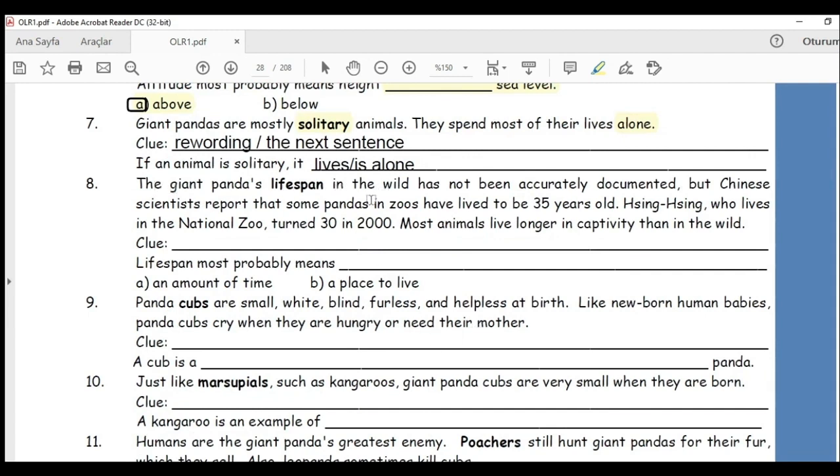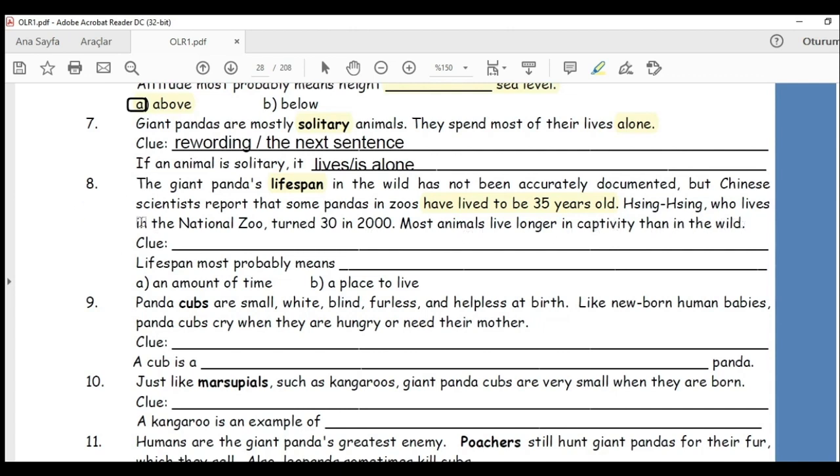The giant panda's lifespan in the wild has not been accurately documented. Okay, its lifespan has not been accurately documented, so we don't know about its lifespan. But let's be a little wise here. What can this word mean? Well, it's got to be something about the life of the panda, right? Let's read on. But Chinese scientists report that some pandas in zoos have lived to be 35 years old. Sing Sing, who lives in the natural zoo, turned 30 in 2000. Most animals live longer in captivity than in the wild.